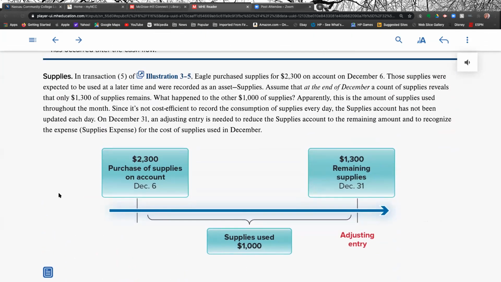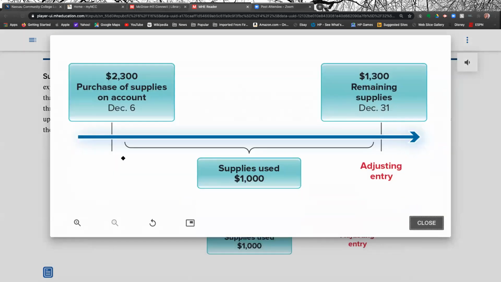Now, what about something like supplies? When you buy supplies, they're an asset. So here, on December 6th, they purchased $2,300 worth of supplies. Papers, paper clips, pencils, staples, folders, right? All the things you see that are used every day in the office. But on December 31st, when they went to the supply cabinet, they saw that $1,300 worth of supplies remained.